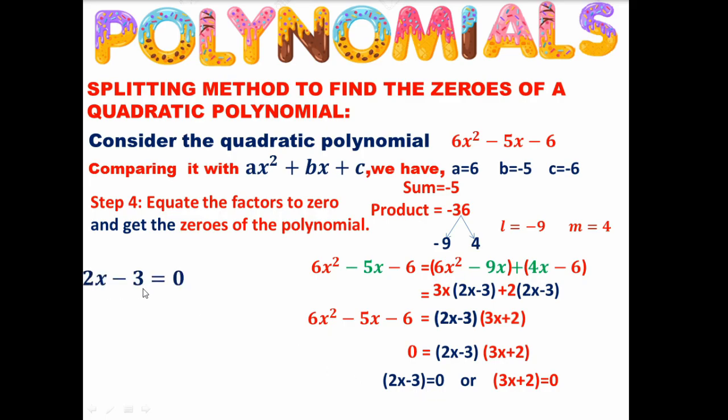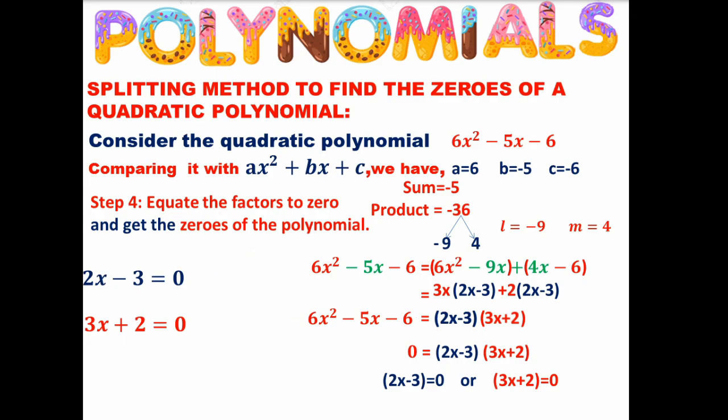So if 2x minus 3 equals 0, let me simplify. Take 3 to the other side and 2 to the other side. I get x equal 3 by 2. Similarly, let's consider 3x plus 2 equals 0. That is the other possibility. Take 2 to the other side, it becomes minus 2, and 3 to the other side, it becomes by 3. So I have got x values to be 3 by 2 and minus 2 by 3. These are the two zeros of the quadratic polynomial.